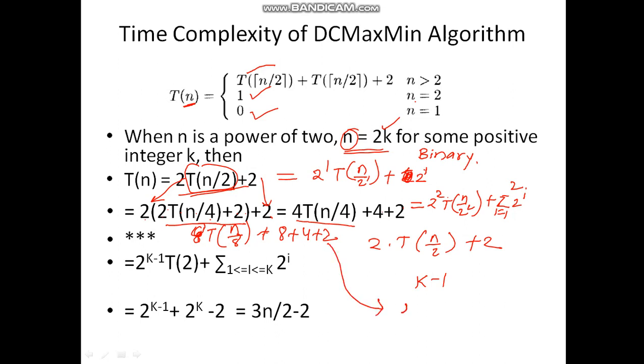So it becomes 2 raised to 3 into t of n by 2 raised to 3 plus 2 raised to 3 plus 2 raised to 2 plus 2 raised to 1, and that is only this part I am writing. This is summation of 2 raised to i from i is equal to 1 to 3. Previously it is 2. If I do it for k minus 1 times, previously we have done it for k times, but now I am intentionally doing it for k minus 1 times, and I will be telling you what is the reason behind that.